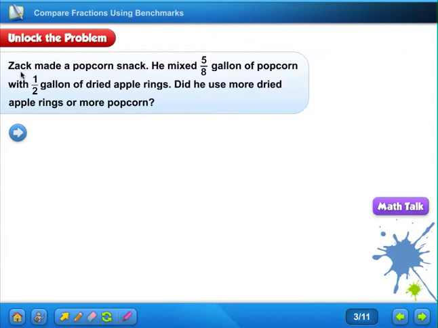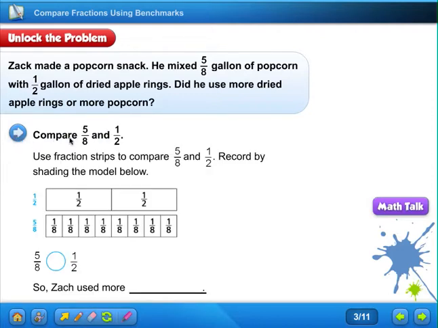The question says, Zach made a popcorn snack. He mixed 5/8 gallon of popcorn with 1/2 gallon of dried apple rings. Did he use more dried apple rings or more popcorn? All right, let's see what they have for us. Well, they want us to compare exactly what it said. Did he use more dried apple rings or more popcorn? And we know that he used 1/2 gallon of dried apple rings and 5/8 of a gallon of popcorn. So they want us to compare those.